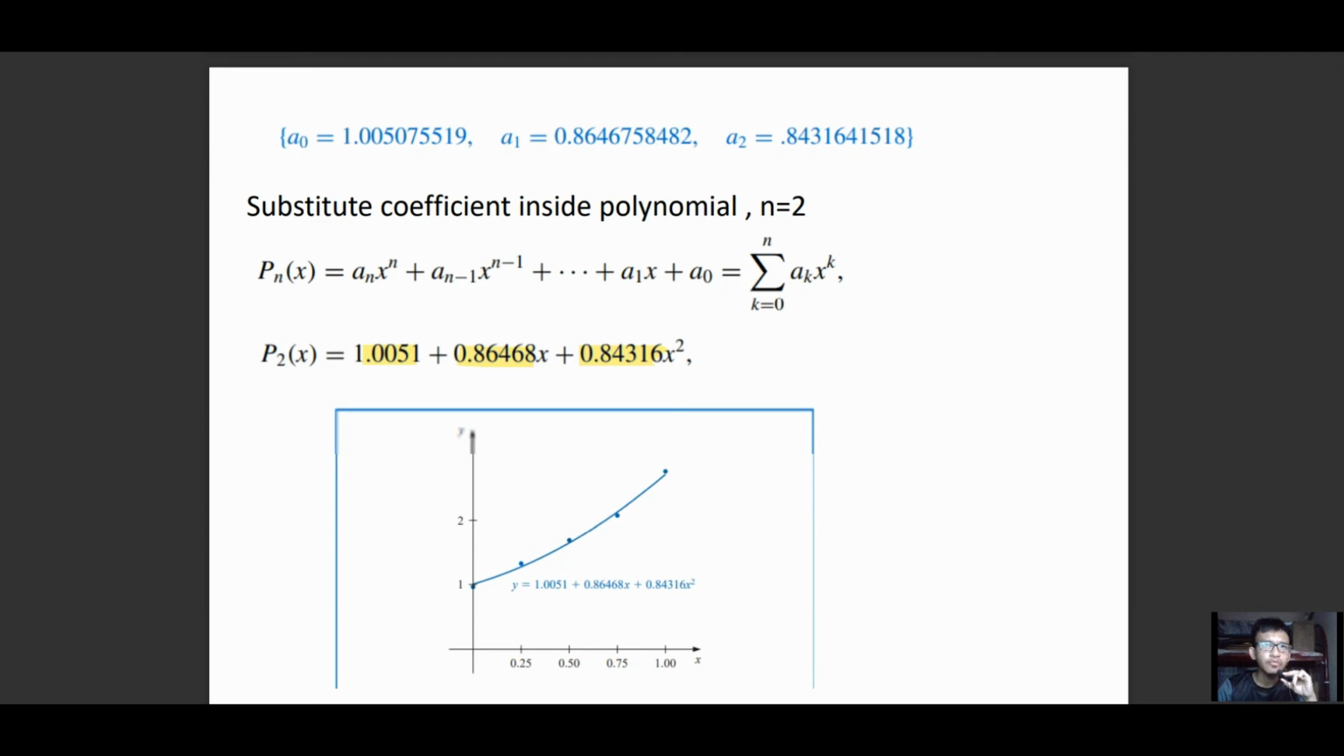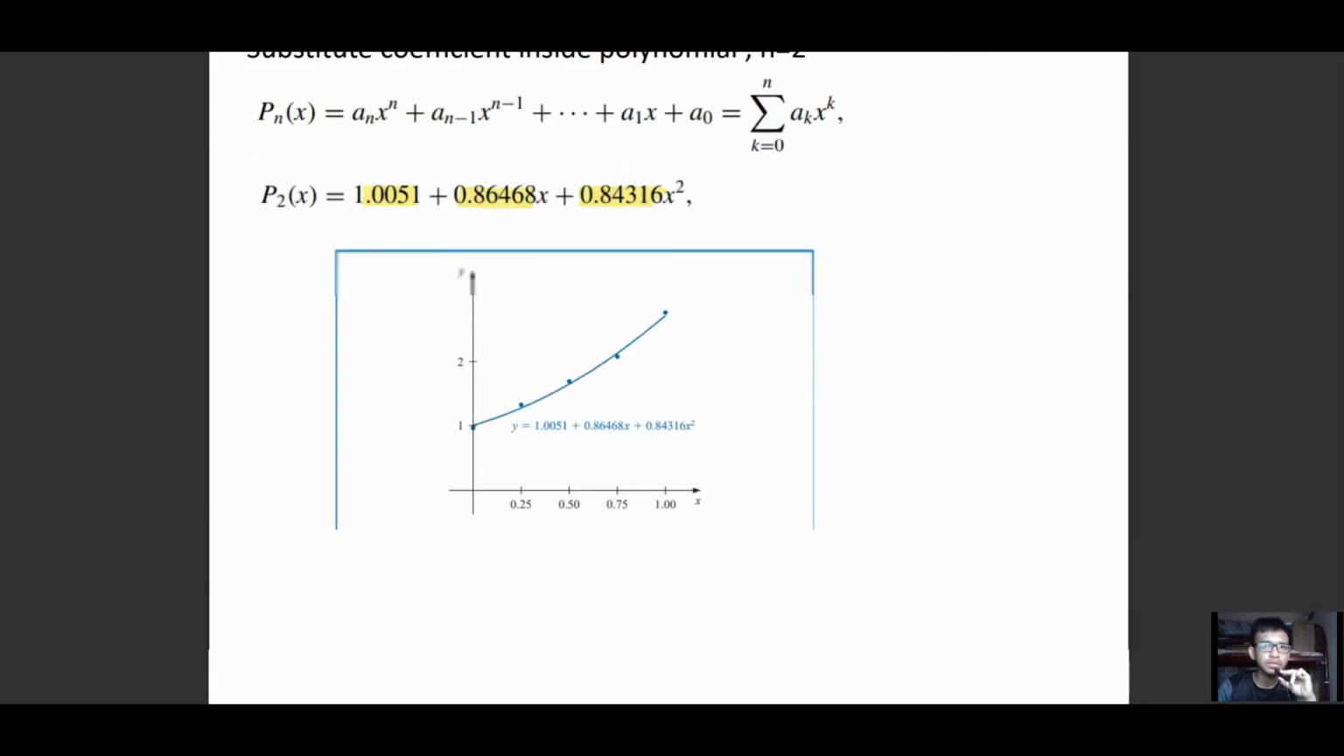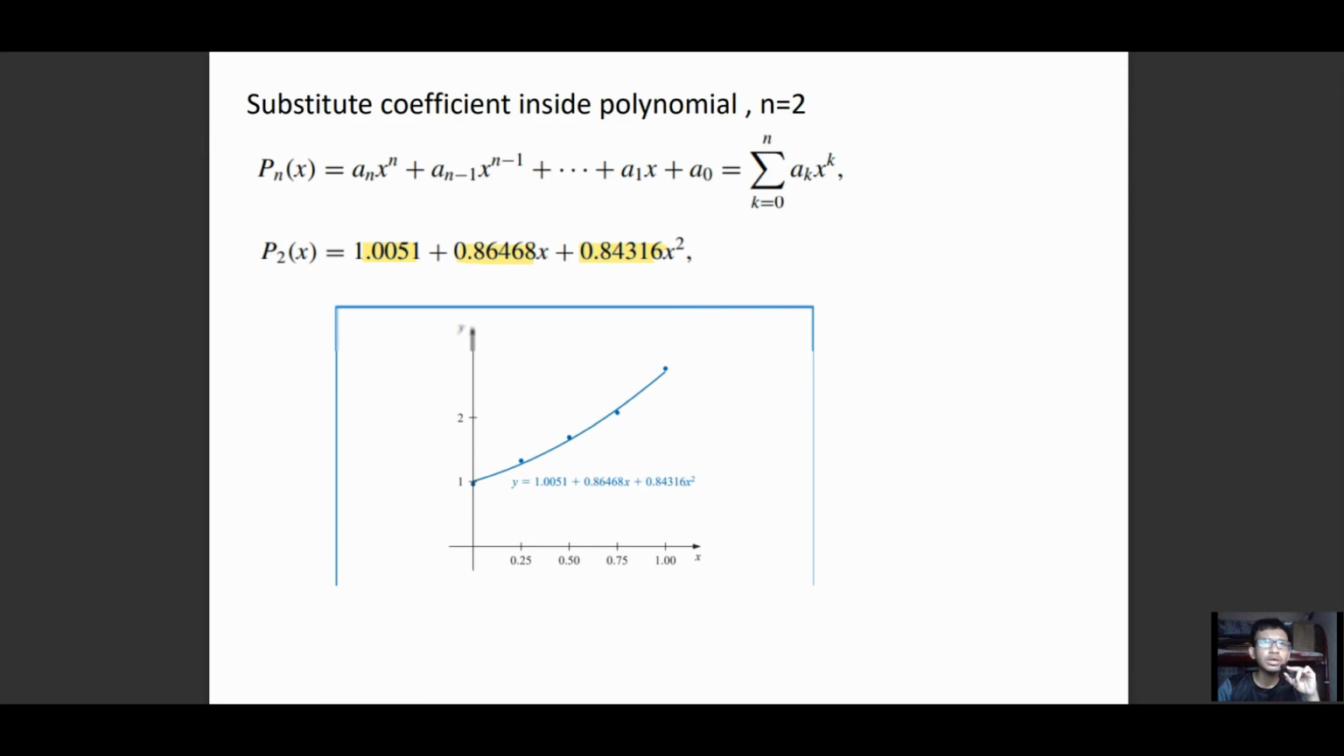function. So this is our polynomial of degree 2 with the coefficients that we have computed before. You just simply substitute all the values inside. Okay, and that's it. That is the way we find the suitable polynomial to fit our data, with the given data.